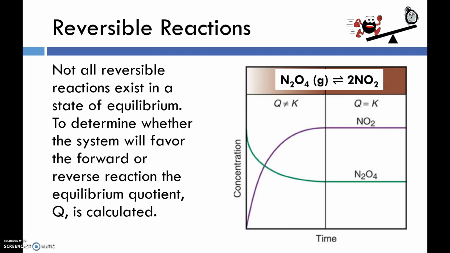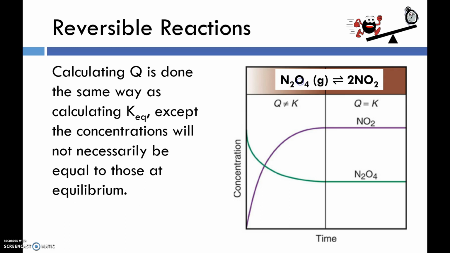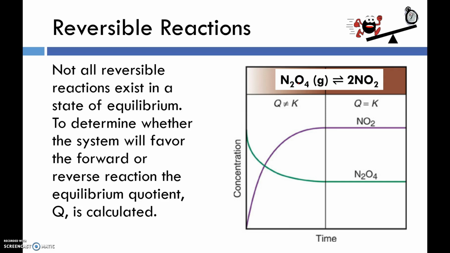Okay, first of all, we know that not all reversible reactions exist in a state of equilibrium. We talked about this before. Concentration has to be kept constant, the system has to be closed, temperature and pressure have to remain constant, and it just requires some time for most systems to establish equilibrium. So this chart is representing the reaction of dinitrogen tetroxide decomposing into two nitrogen dioxides.